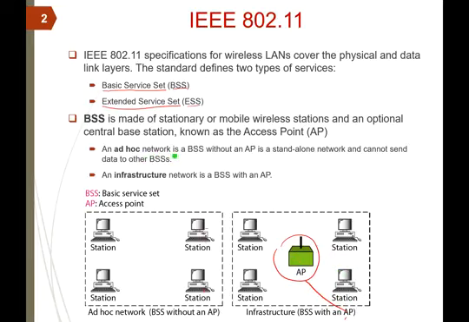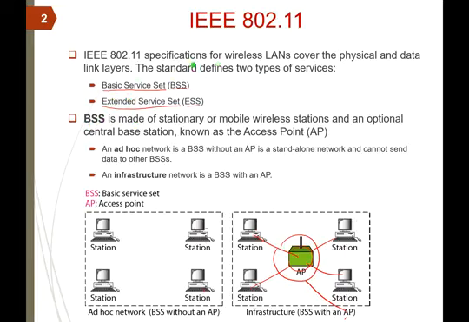So a BSS can work in ad hoc mode without an access point, or it can work in infrastructure mode, which will have an access point. The access point will coordinate the communication. All the devices that are associated with the access point will coordinate their communication using this access point. So this is about BSS, the basic service set.